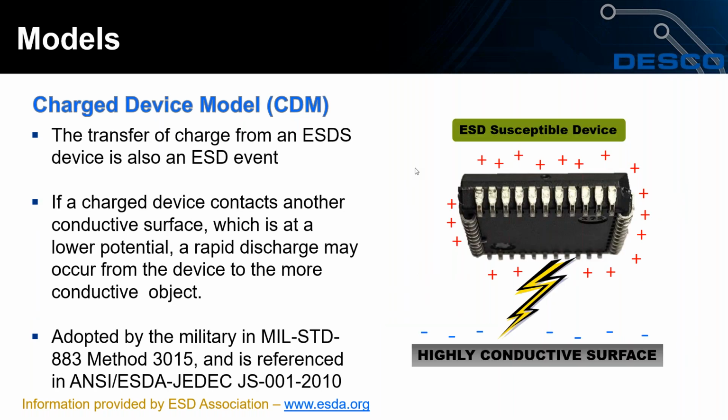We have another model, charge device model, or CDM. CDM is the opposite of the human body model. CDM happens when we charge up the component and then we ground it. And so that might be, oh, I slide an IC out of a tube and it touches a conductive surface, which I'll explain later, and it gets grounded and that causes the ESD event. Or maybe we have a charged device and we touch it with the tip of our soldering iron or a pair of tweezers. So one of our goals, as we're going to get into, is to keep from charging these devices up to avoid the CDM threat.